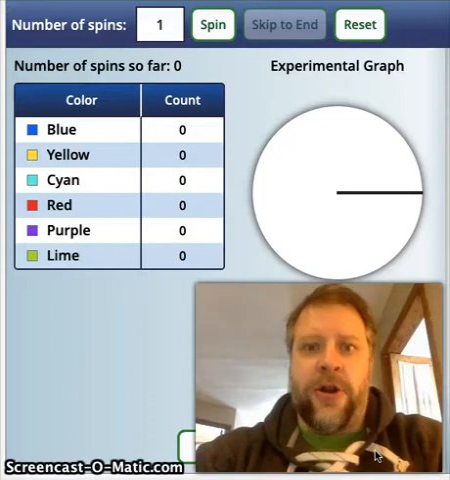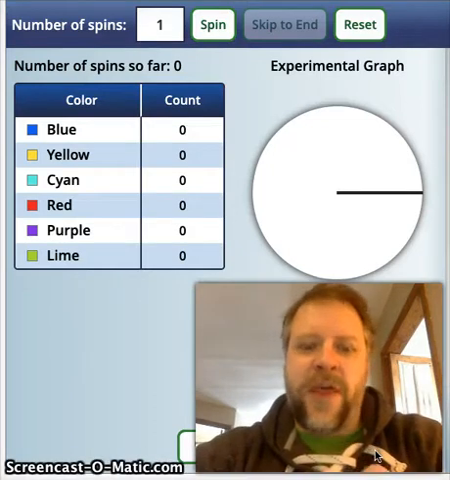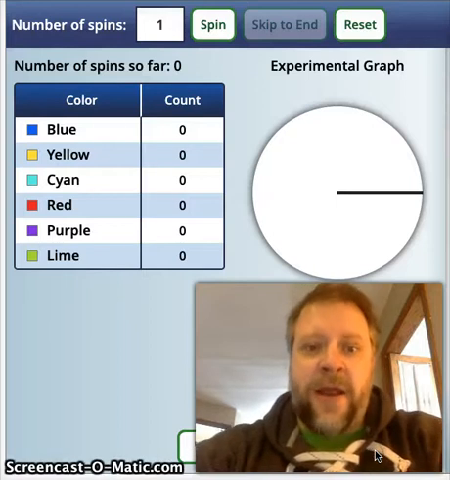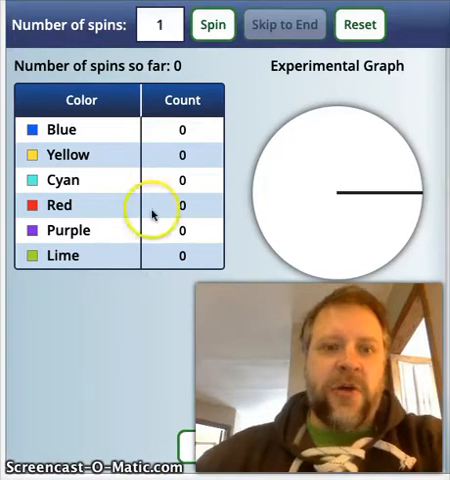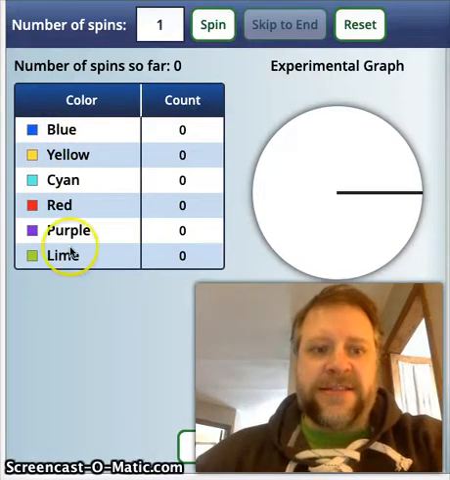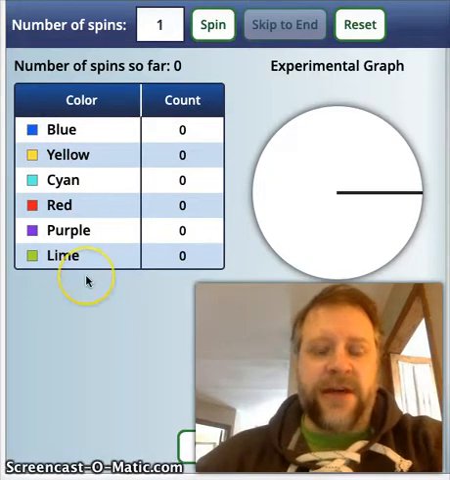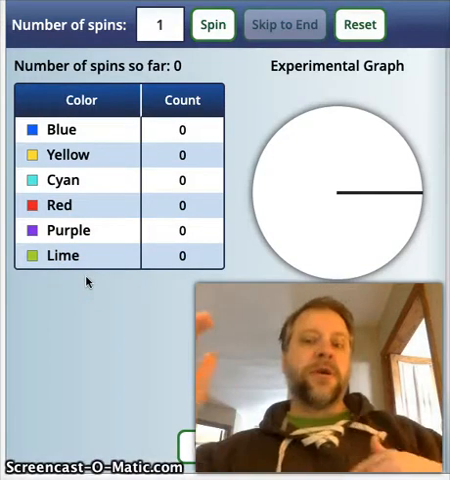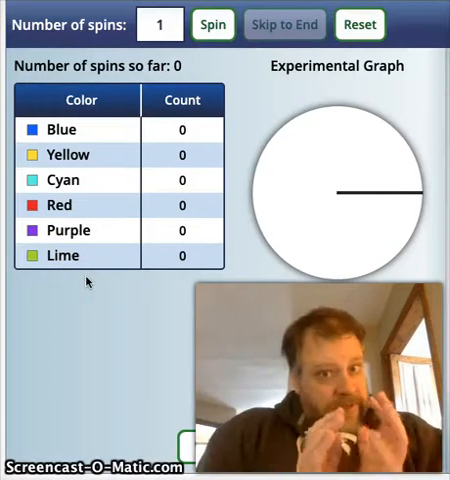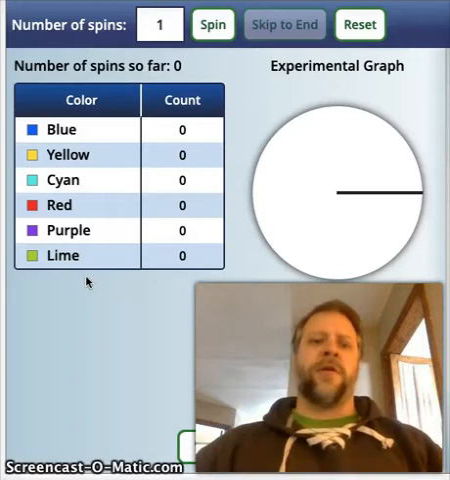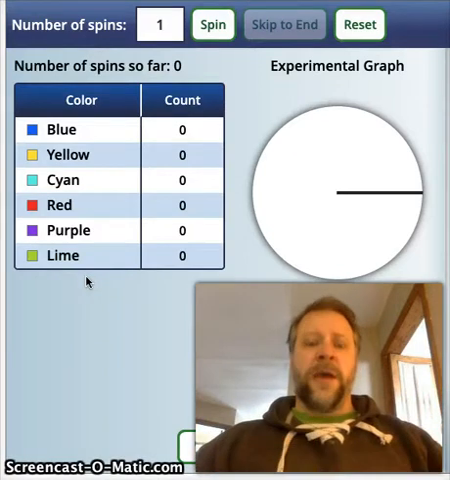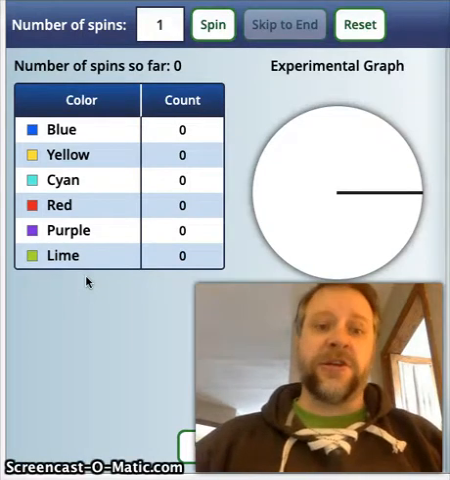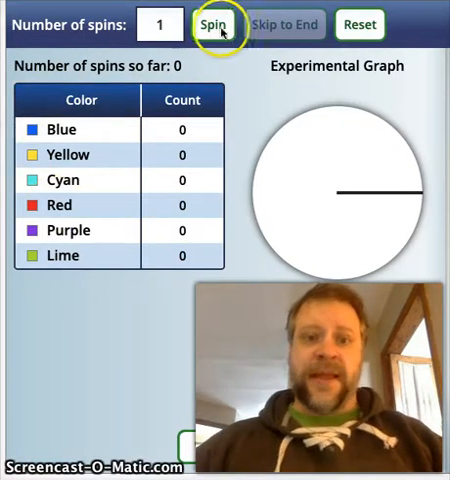So what I've got is a spinner. I'm not going to show you the spinner yet because that would give away part of what we're doing. But I can tell you that I'm going to spin it a number of times. There are 6 colors possible on this spinner, but I've got them so that they are uneven. Some of them are bigger, some are smaller, some are really small, some are kind of medium, and we're going to see whether or not this experiment actually shows us what the spinner looks like.